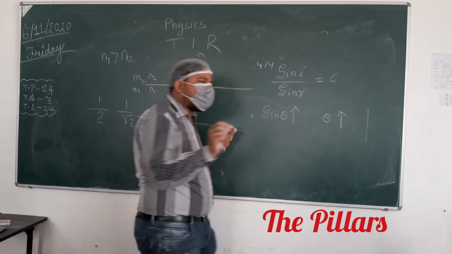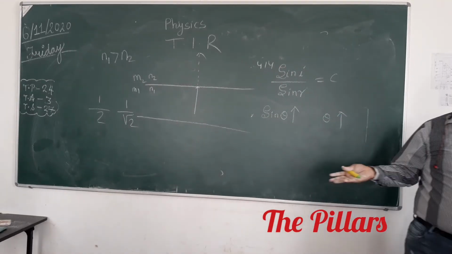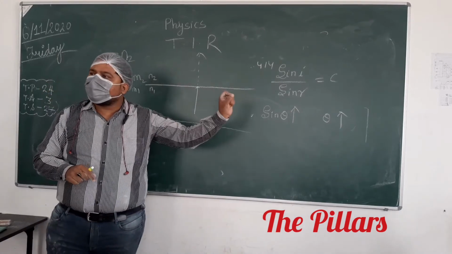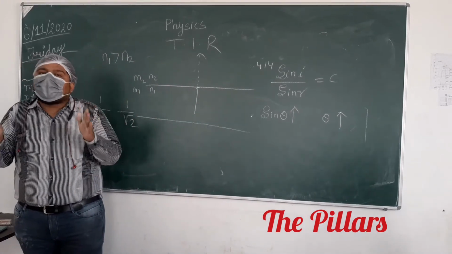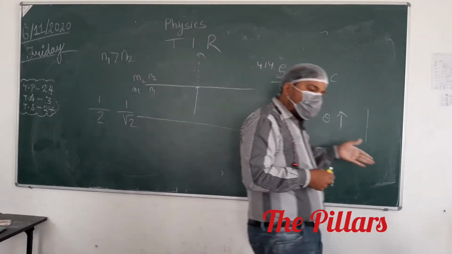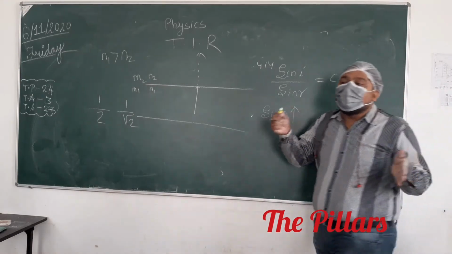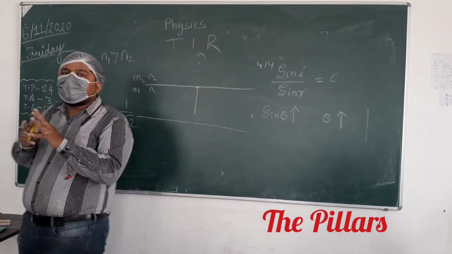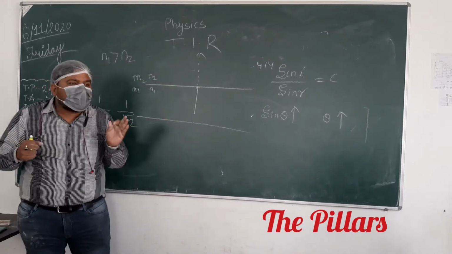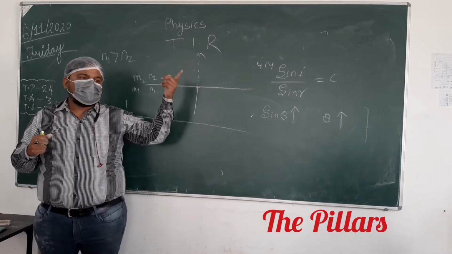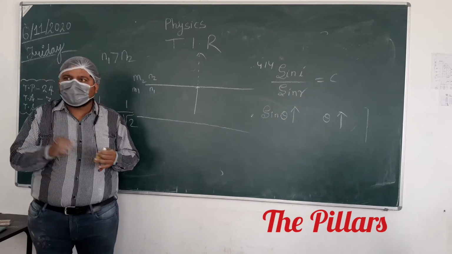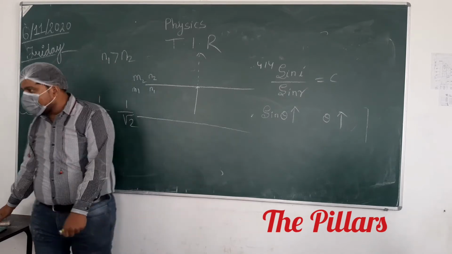Whether light is entering from rarer to denser or denser to rarer, don't get confused. If the value of I is increasing, your R is going to increase. But if light enters from rarer to denser, the value of I will be more and the value of R will be less in comparison to I. But if light enters from denser to rarer, R will be more. But if you increase the angle I, again R will increase. The value can be less or more. You are getting this point or not? I think I have to give some example. Then it will be more clear.